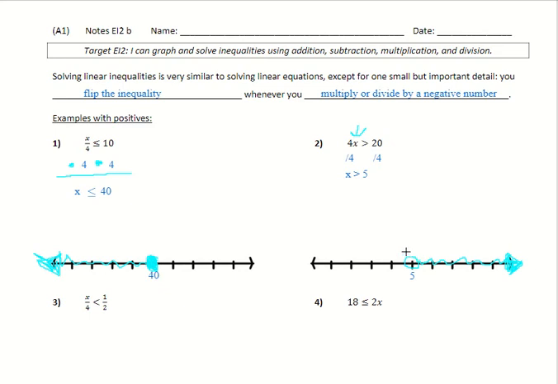So I can't put 5 in because then I'd get 4 times 5 is greater than 20, and 20 isn't greater than 20. But I can start with everything to the right of 5. So I can put in 4 times 5.00000001, and because that number is just ever so slightly to the right of 5, it will work in this inequality, giving me a value greater than 20.